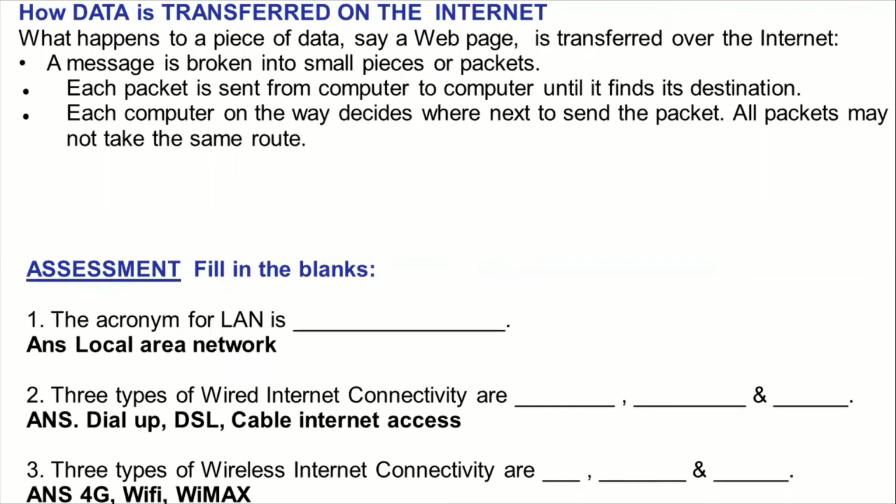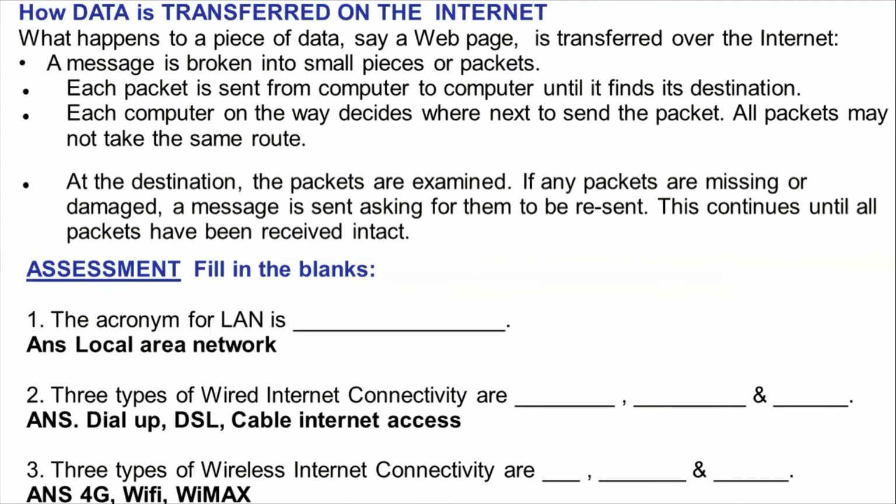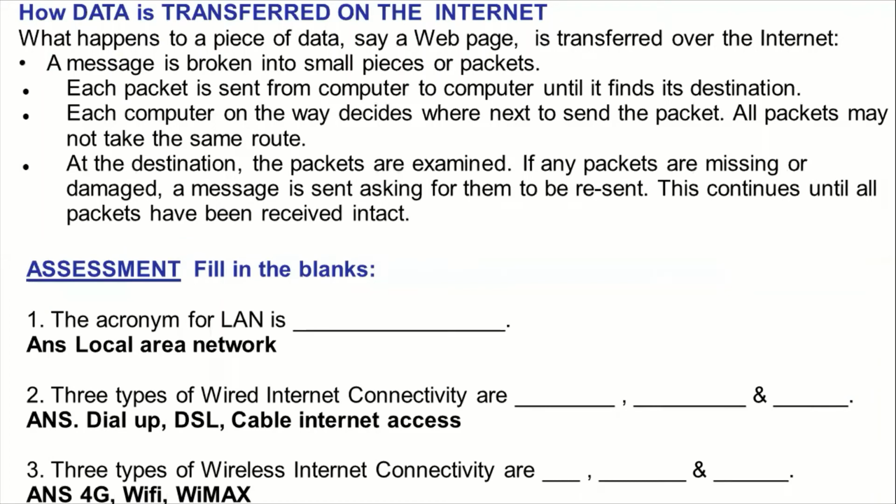Each computer on the way decides where to send the next packet. All the packets may not take the same route. At the destination, the packets are examined. If any packets are missing or damaged, a message is sent asking them to be resent. This continues until all packets have been received intact. Then all the packets are reassembled into a complete message.